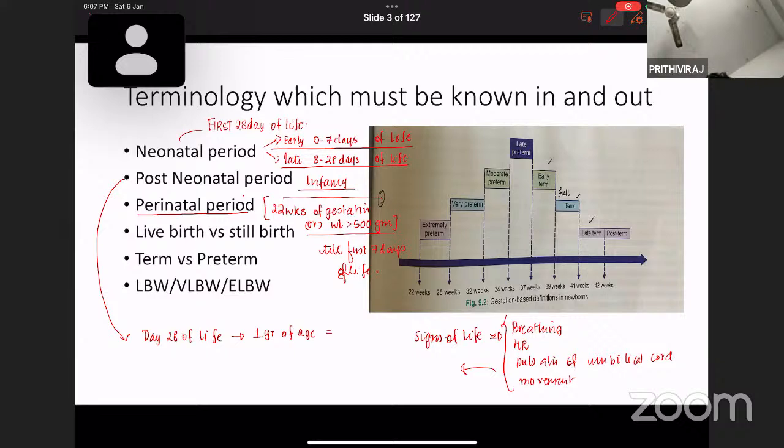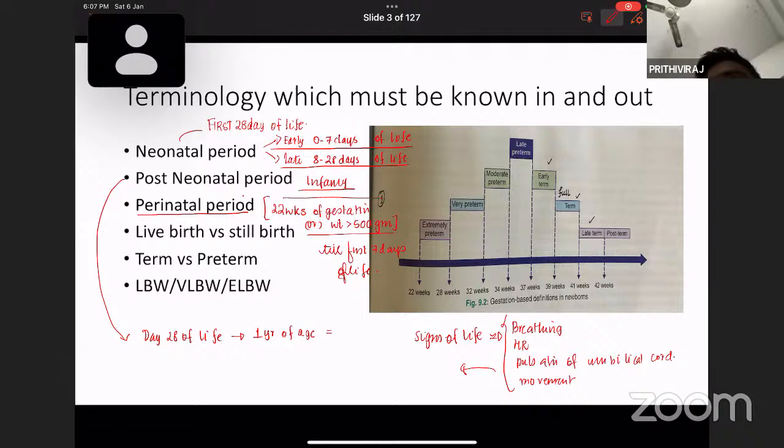Whereas stillbirth or fetal stillbirth is nothing but any product of conception that is born without any sign of life after separation from the mother. This is known as stillbirth. Then the terminology: what is term and what is preterm?